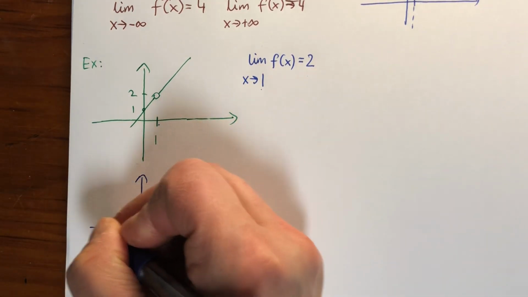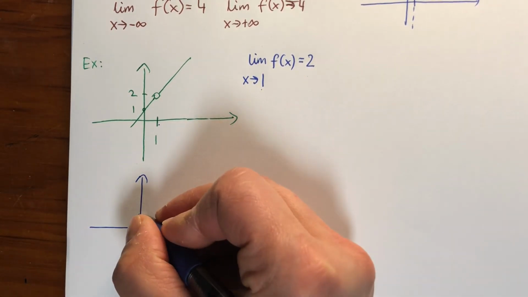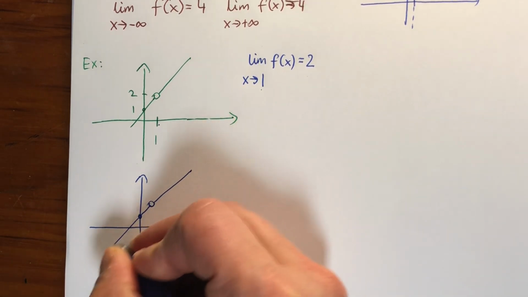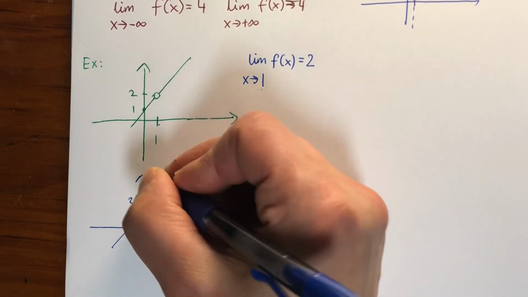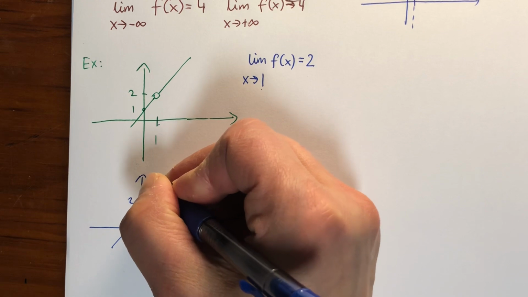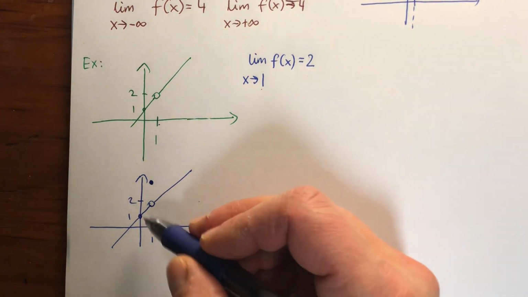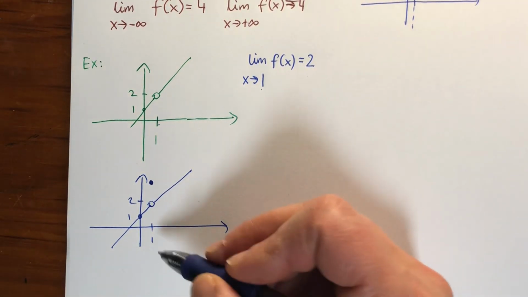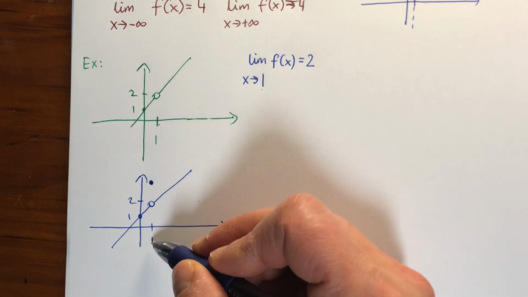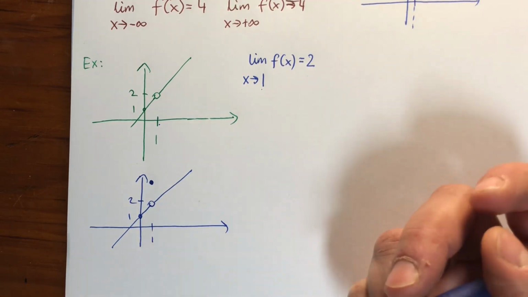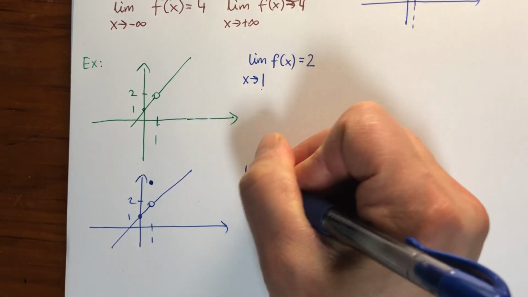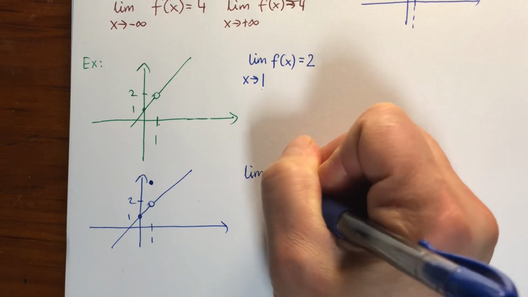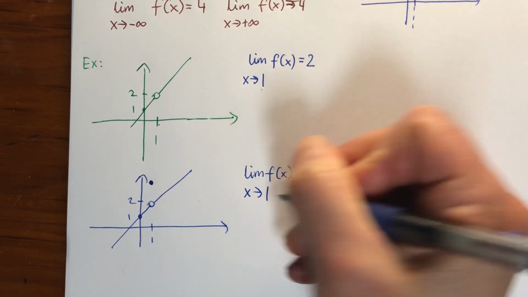I'm going to make a very similar graph. So this is 1. I am going to leave this circle open. My idea is that I want the same points, 1, 2, and this is 1. But now I'm going to say that there's some point right here that does belong to this graph. So there is actually a value at x equal to 1 for this function. However, what is the limit of my function f of x as x goes to 1?